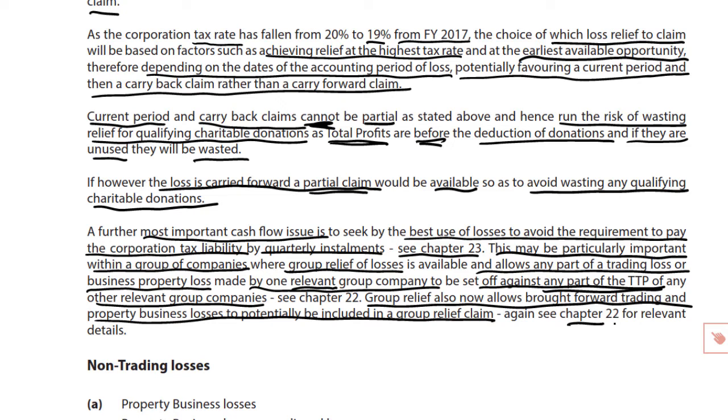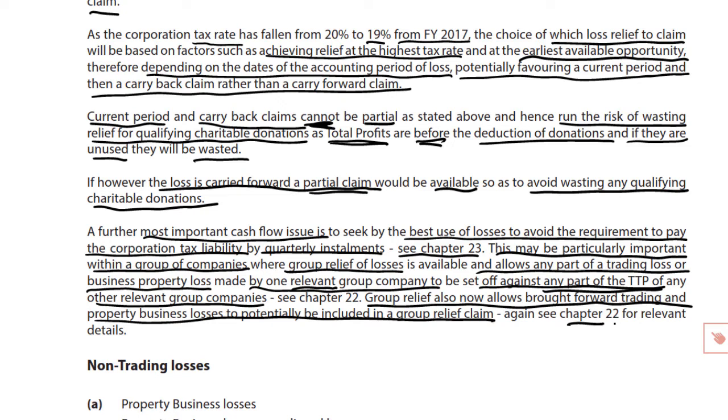And another hugely important cash flow issue, as we've just been discussing, is that if you're a single company, or within a group of companies, and any such company is a large company, could the use of a loss reduce that company's profit below the profit limit to remove it from the categorisation of large, and therefore remove any requirement to make quarterly instalment payments?